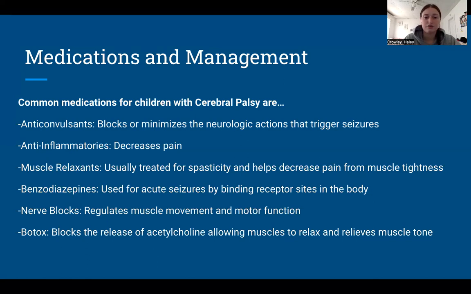used for acute seizures by binding receptor sites in the body. Nerve blocks, which regulate muscle movement and motor function, and Botox, which blocks the release of acetylcholine, allowing muscles to relax and relieving muscle tone.